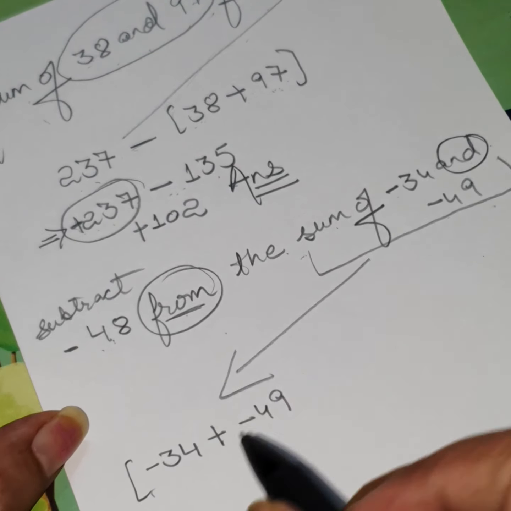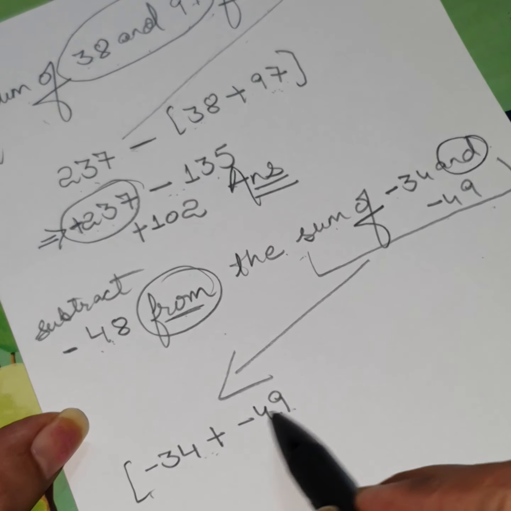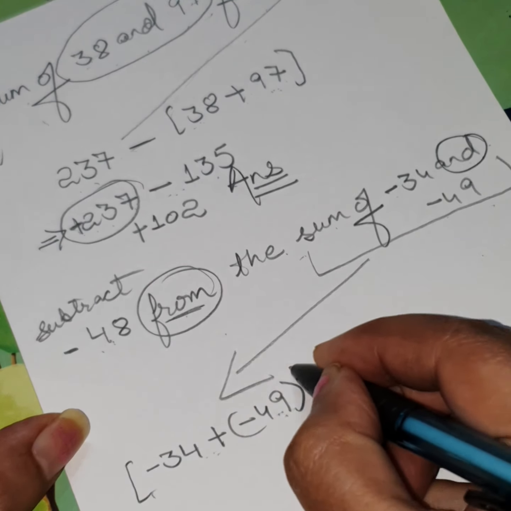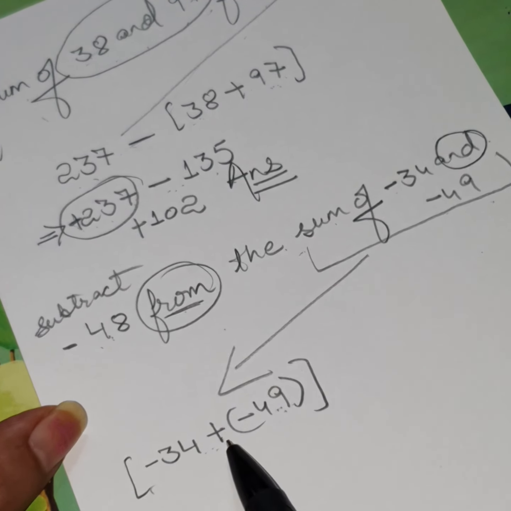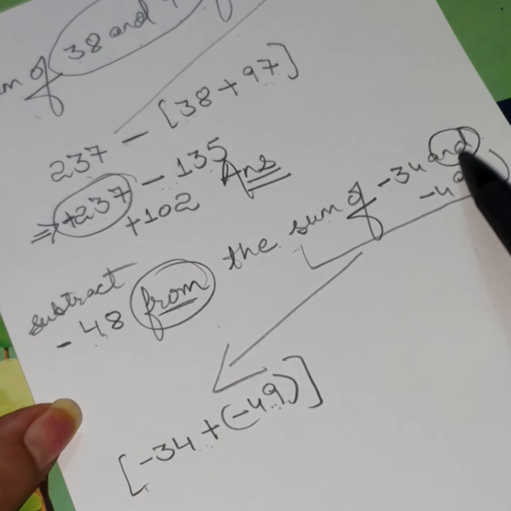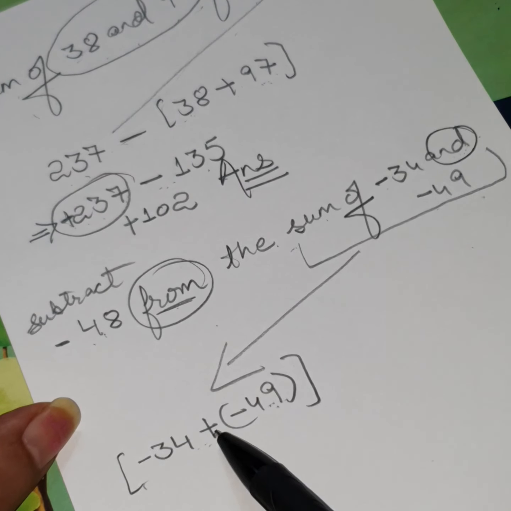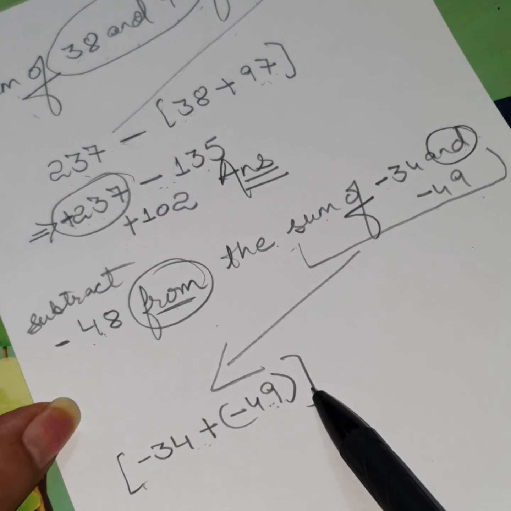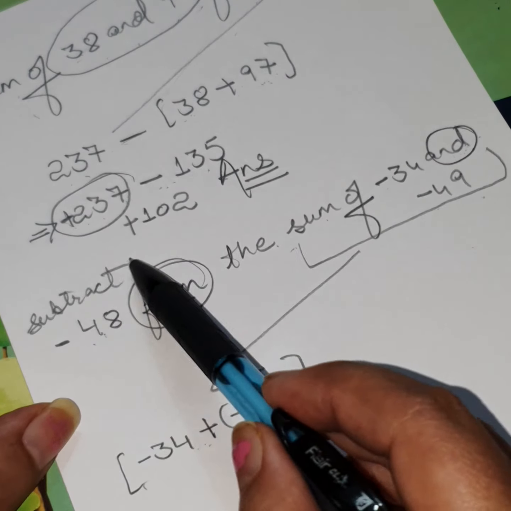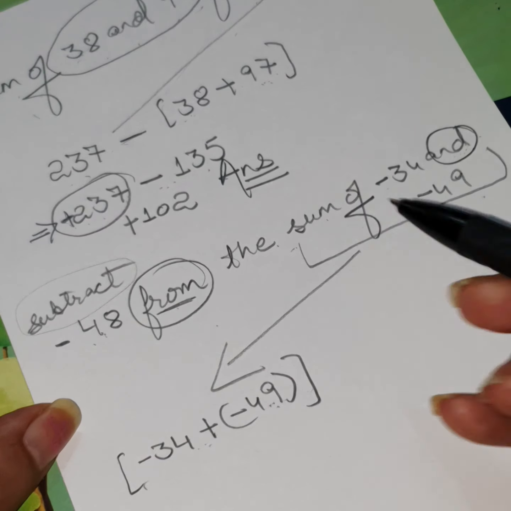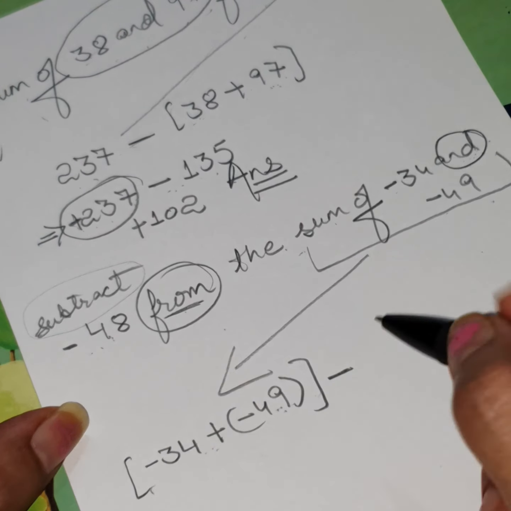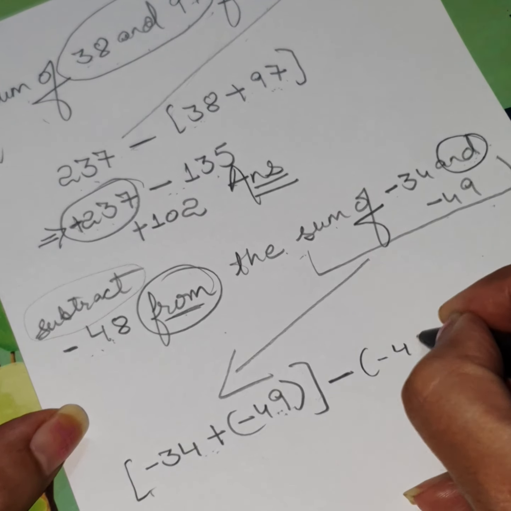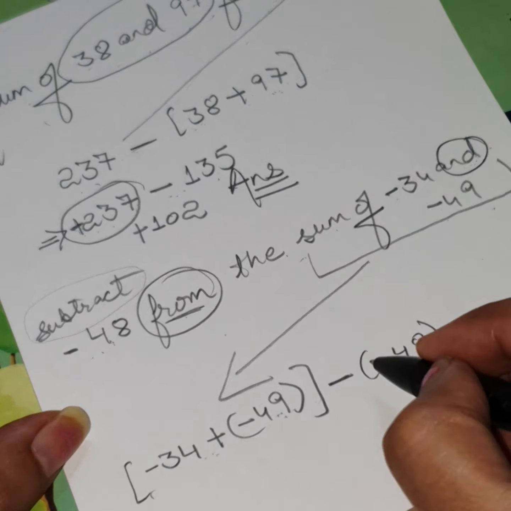So see, we cannot put two signs together, so I am putting this also in a bracket, and then I am closing the big bracket. Firstly big bracket, minus 34 sum, and in place of "and" will come plus, then minus 49, right? Then subtract करना है हमको, तो अब इस bracket के बाद आएगा minus, और from के पहले क्या वैल्यू है, minus 48, तो एक और bracket बनाओगे आप और लिख दोगे minus 48.